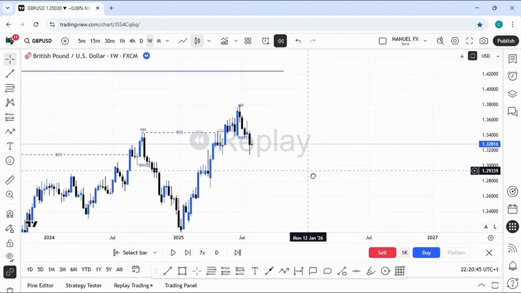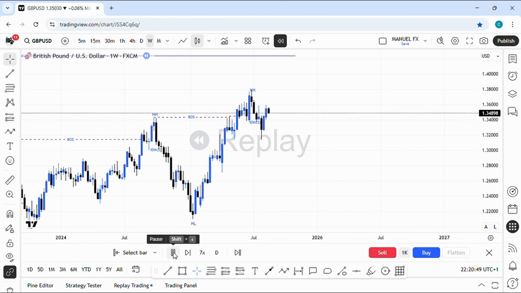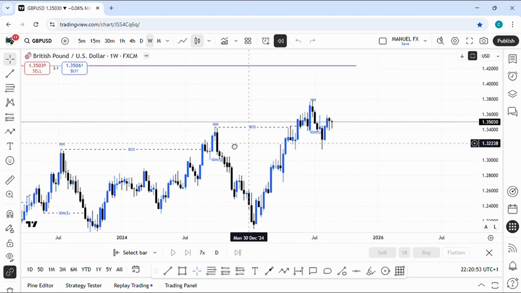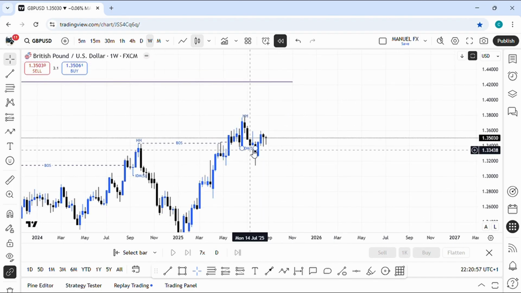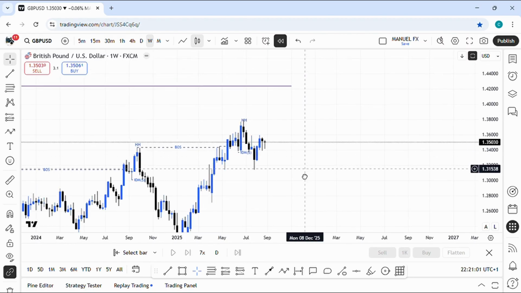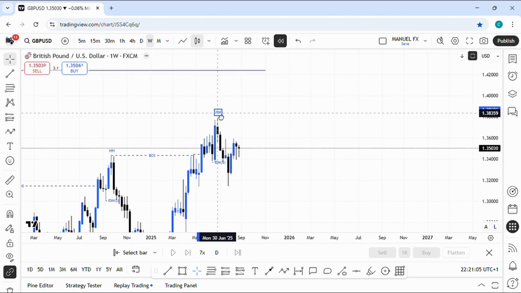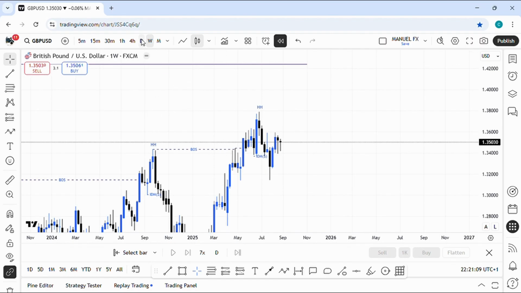Now, let's play price again. See what price is doing. So now price has taken out the inducement, right? From here we can then move to the next time frame, and the next time frame is the daily time frame.